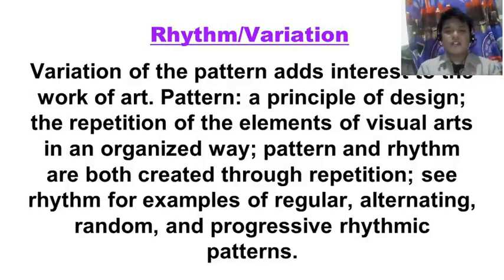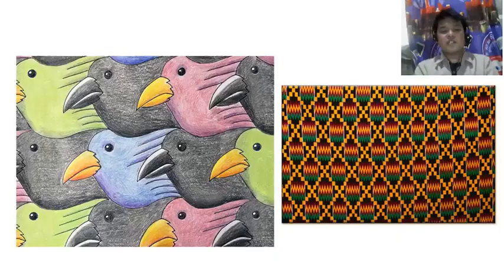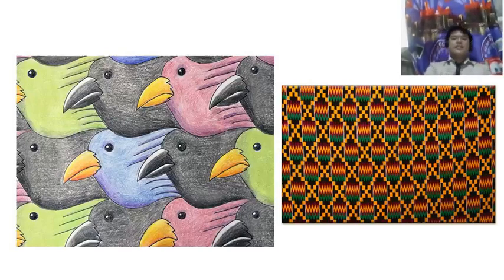But one thing is that you can also notice what we call rhythm, through repetition pa rin. Some examples of rhythm are regular, alternating, random, and progressive rhythmic patterns. Example, this one. This is an example of rhythm and variation. As you can see, the bird is repeated right there, together with the weave art, the art of weaving here on the right. They are repeating, right? Alternating.